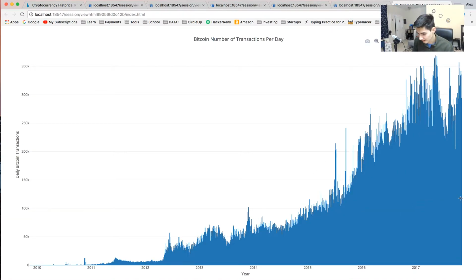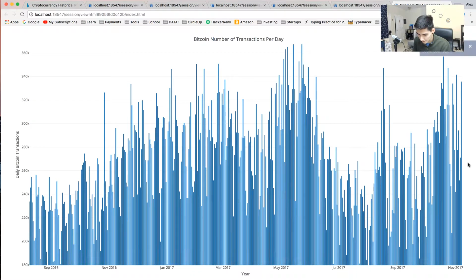This means that now, in November of 2017, a few months ago, 341,000 Bitcoin transactions are happening every single day. So Bitcoin is very lit at the moment. We can take a closer look here and see that, yep, as the prices are really, really high for Bitcoin, there are a lot of transactions going on because it's very hyped at the moment.